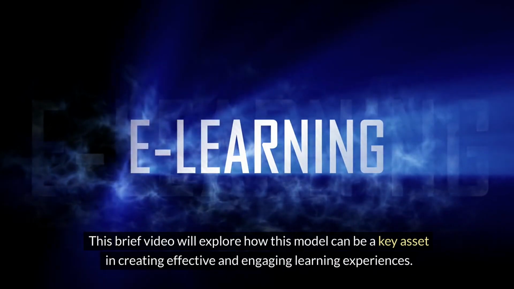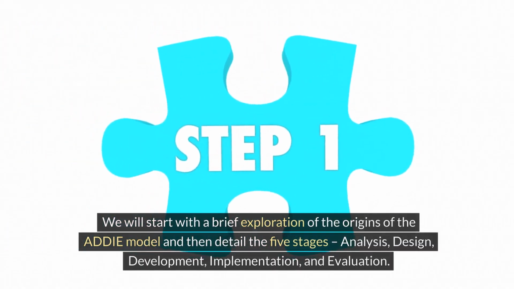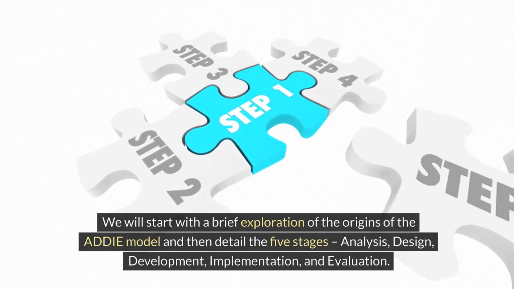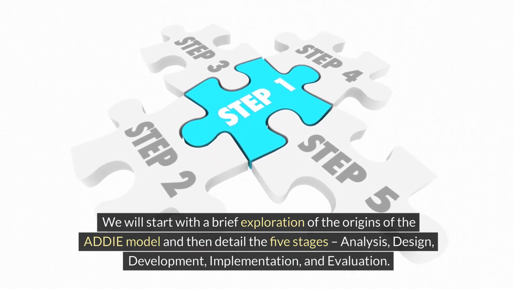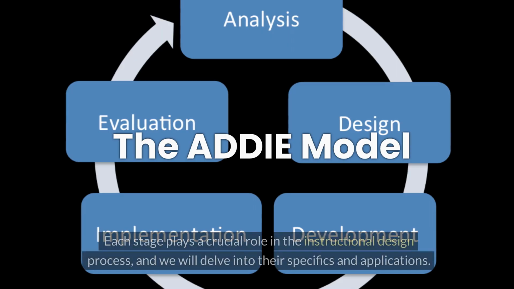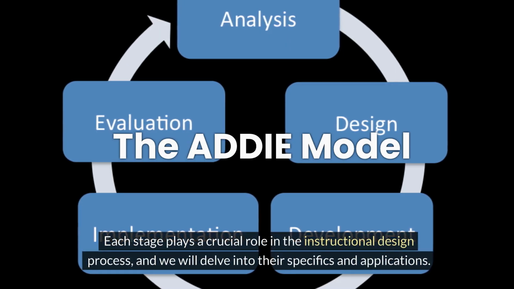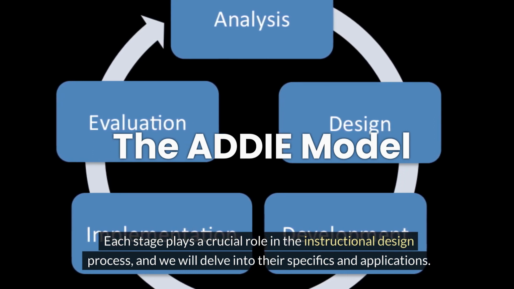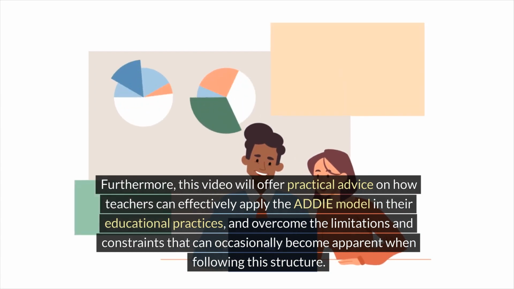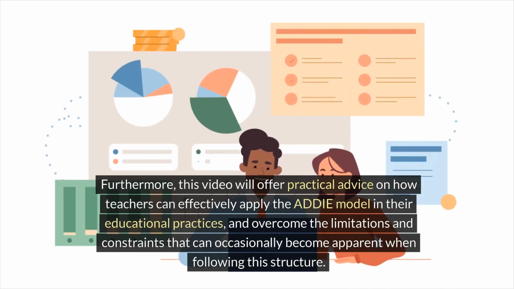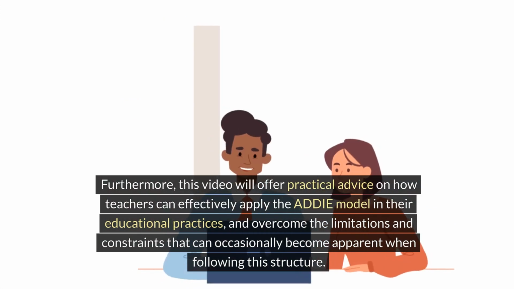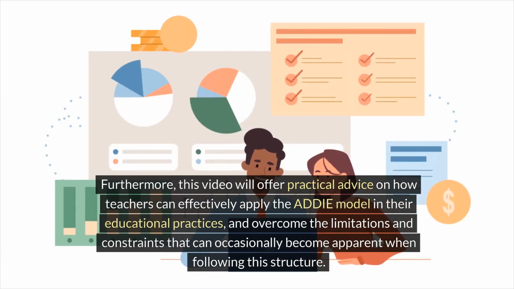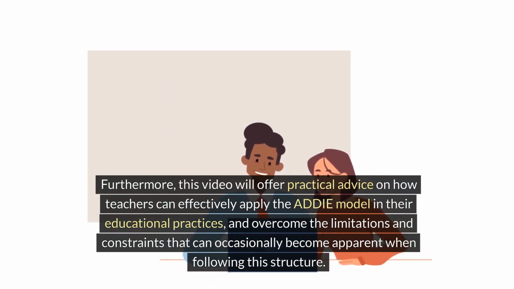engaging learning experiences. We will start with a brief exploration of the origins of the ADDIE model and then detail the 5 stages: analysis, design, development, implementation, and evaluation. Each stage plays a crucial role in the instructional design process, and we will delve into their specifics and applications. Furthermore, this video will offer practical advice on how teachers can effectively apply the ADDIE model in their educational practices and overcome the limitations and constraints that can occasionally become apparent when following this structure.